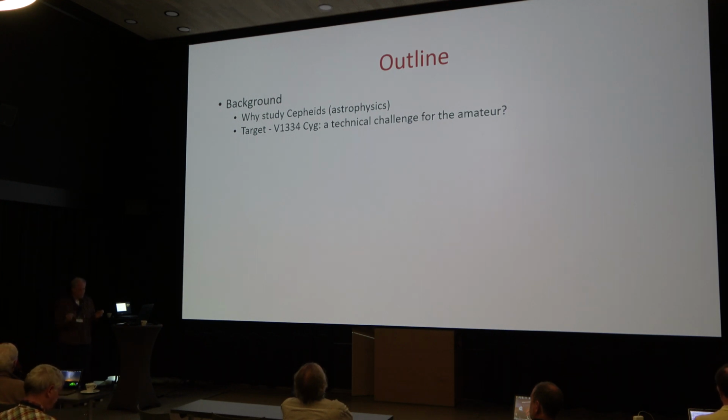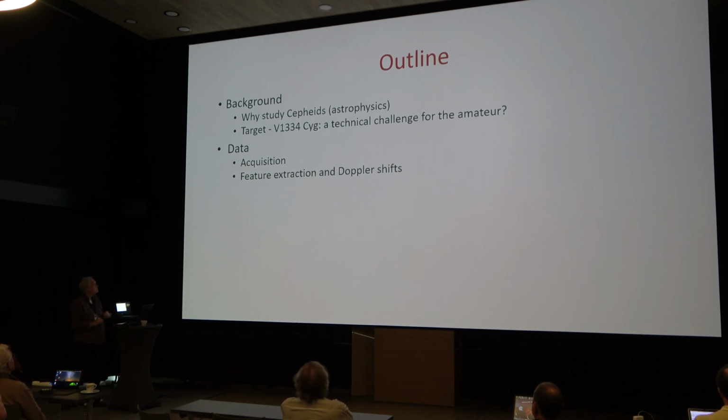The other thing here is that the radial velocities are comprised of two components, a pulsation component and an orbital component. And we'll see the way in which I try to dissect out those two components. So I'm trying to wring the last drops of goodness out of my data with this star. So I'll talk a little bit about the acquisition methods, my rig, and how I acquired the data, and how I extracted features and Doppler shifts.